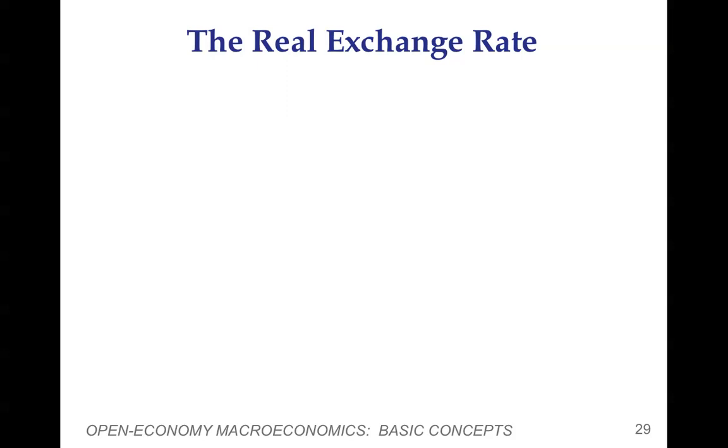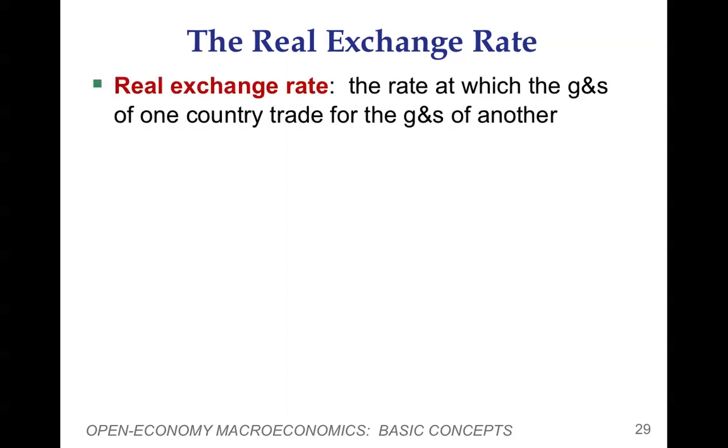Now, we're going to go into something called the real exchange rate, and this gives a more nuanced view of the exchange rate. Basically, we're going to manipulate the nominal exchange rate to see how much, in terms of goods, one US Big Mac can buy of a Japanese Big Mac, for example. So let's look at it. The real exchange rate is the rate at which the goods and services of one country trade for the goods and services of another. So in other words, a US Big Mac can buy how much of a Japanese Big Mac?